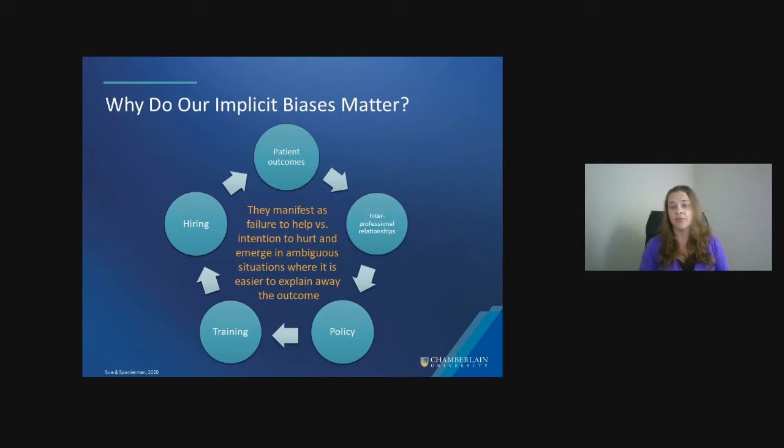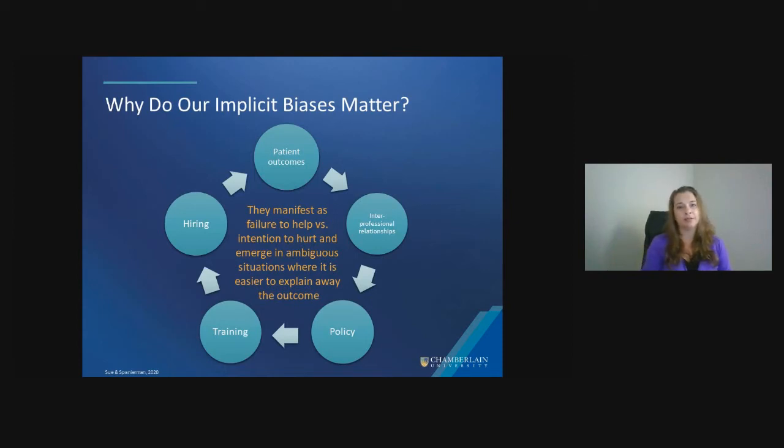So in healthcare, we're under these stressful situations. We have to make quick decisions. And so rather than saying maybe our disparities in care are a function of implicit bias, it may be easier to say it's a function of staffing, or it's the patient's fault, or something like that, which those are relevant pieces, but it's important to consider both.